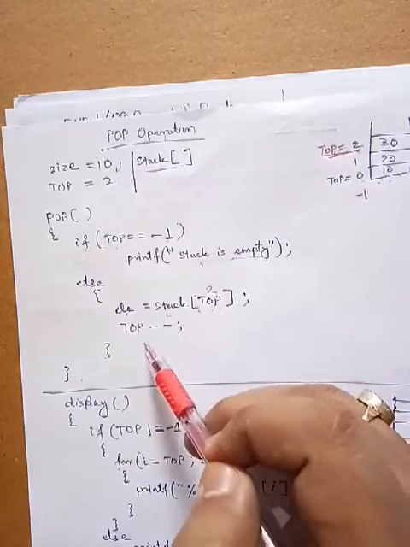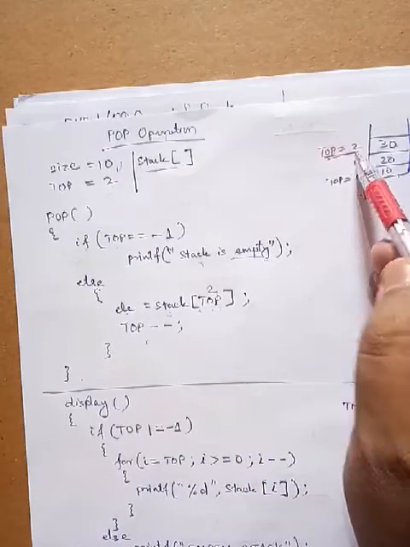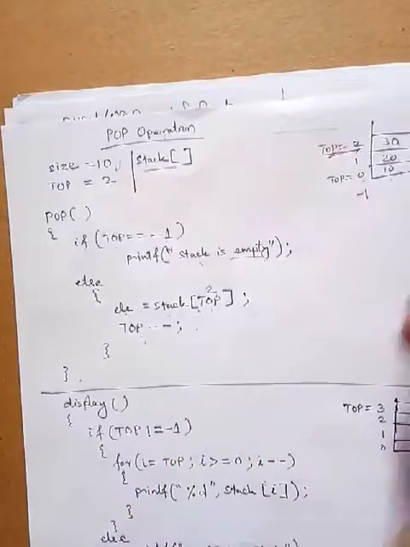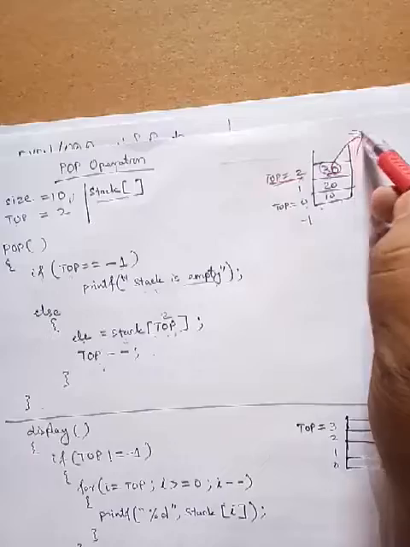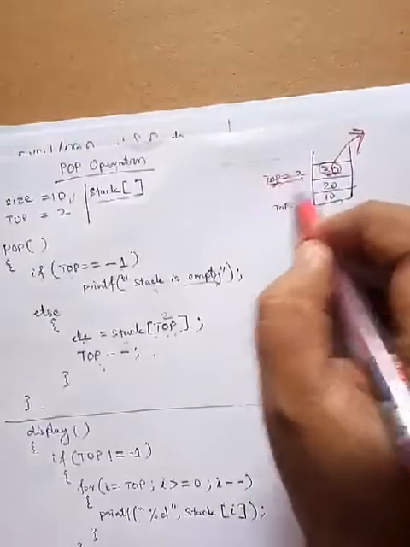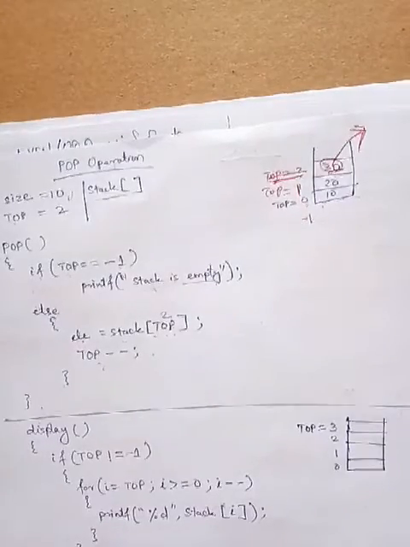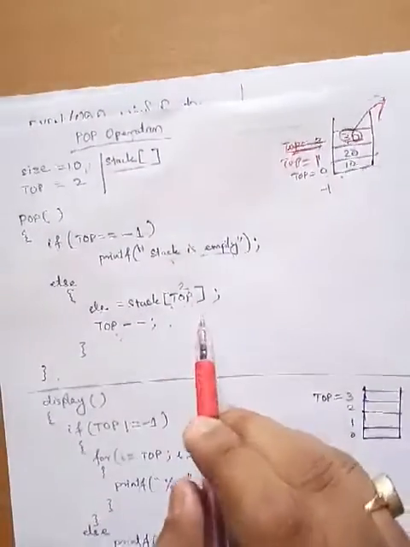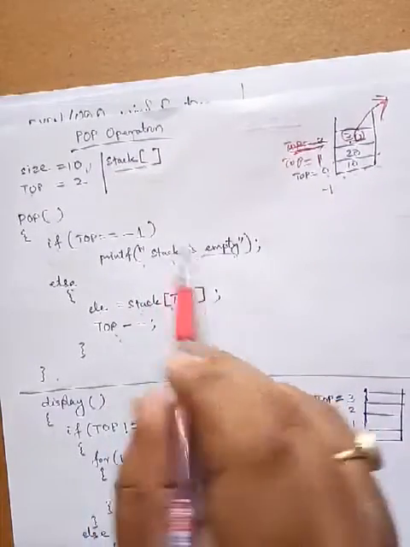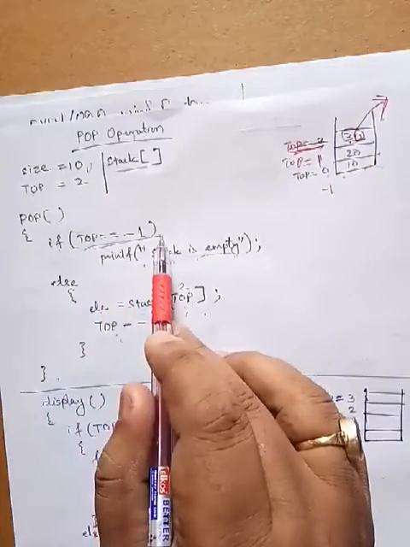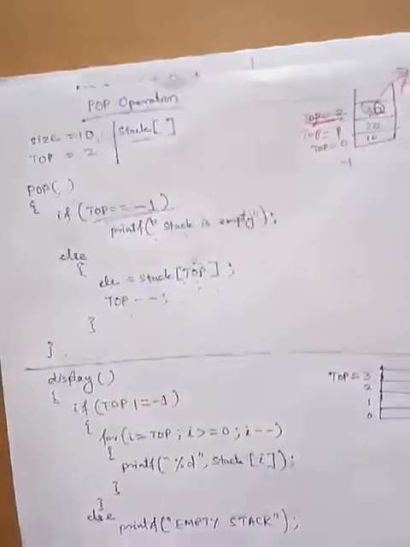After that you have to decrement the top value. Now top value is 2. After decrementing by 1, top will change. Now this element will be popped out, and the top value will be changed to 1. So this is the pop operation. While doing the pop operation, you need to check the underflow condition. So this is the checking of the underflow condition. Now these are the 2 important operations.